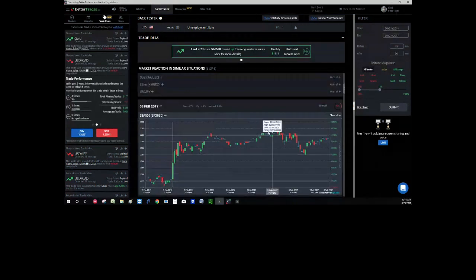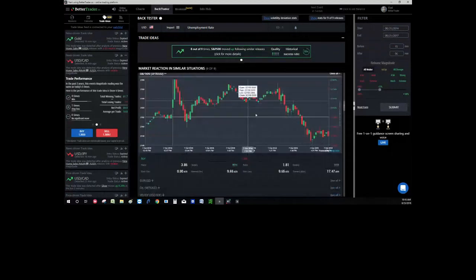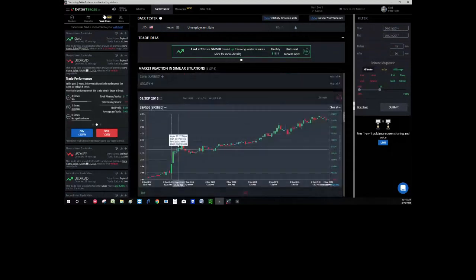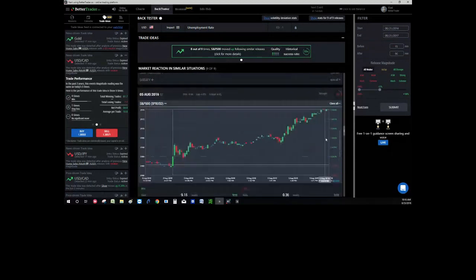And so on and so on, the market went up, a bit down, and continued. And this is another time the market went up. And another one where it went up. So a negative unemployment rate lifted the S&P 500. So for sure, I'm not going to go short after the event release.